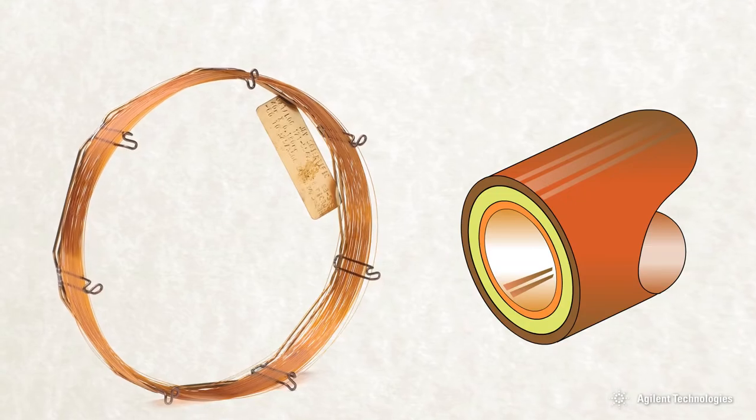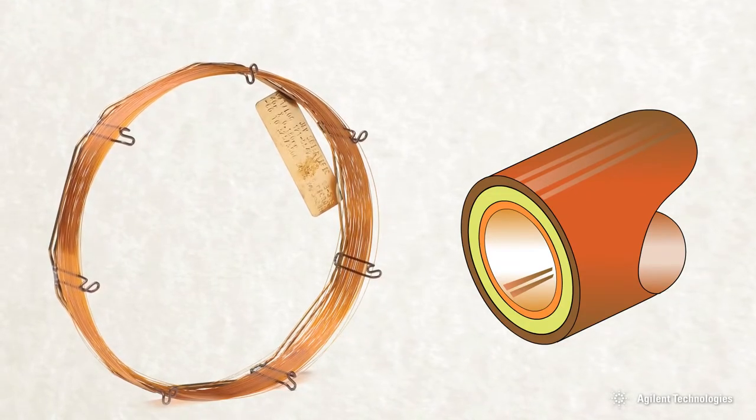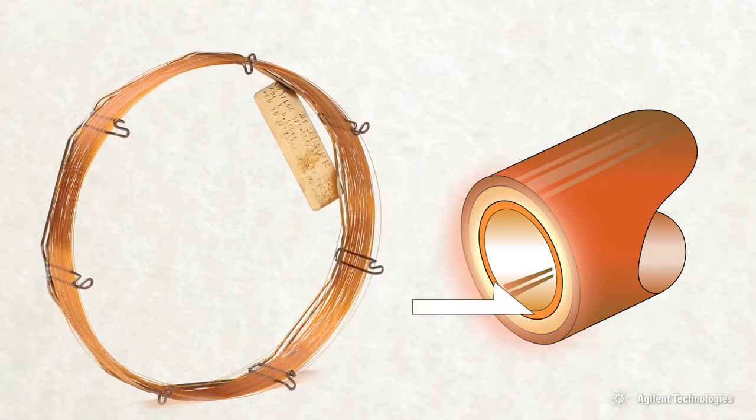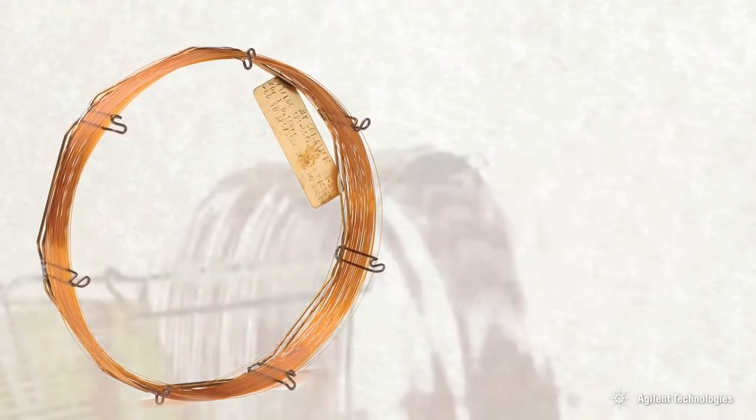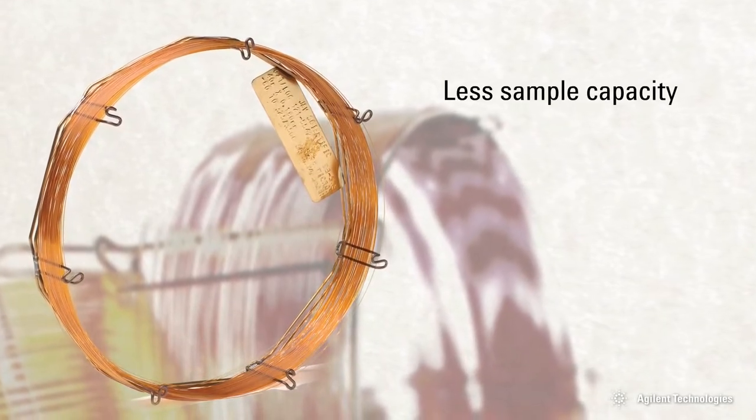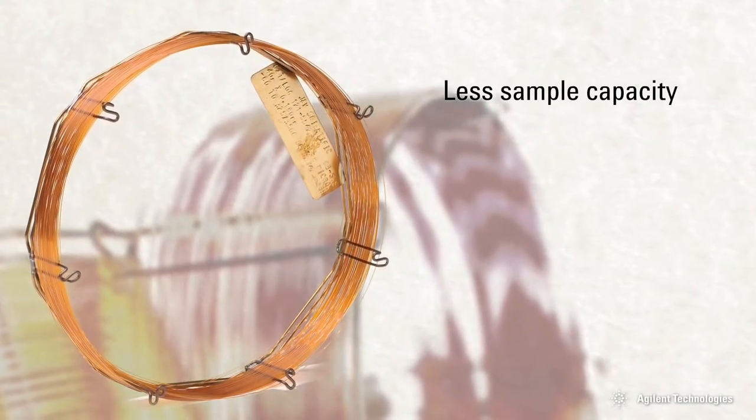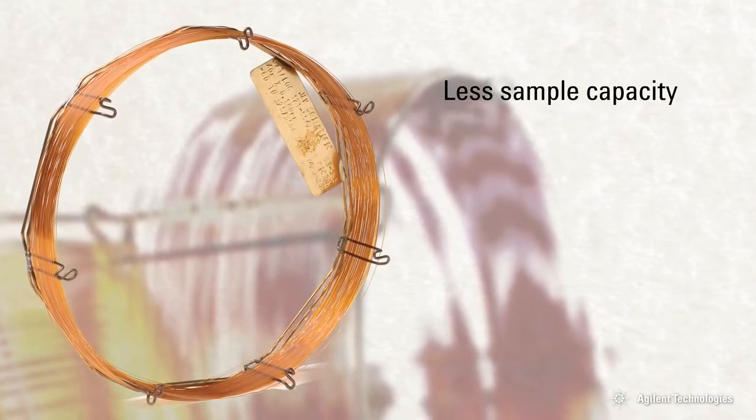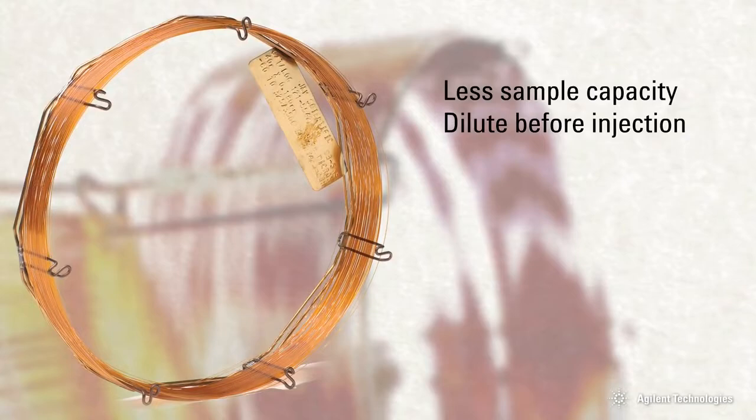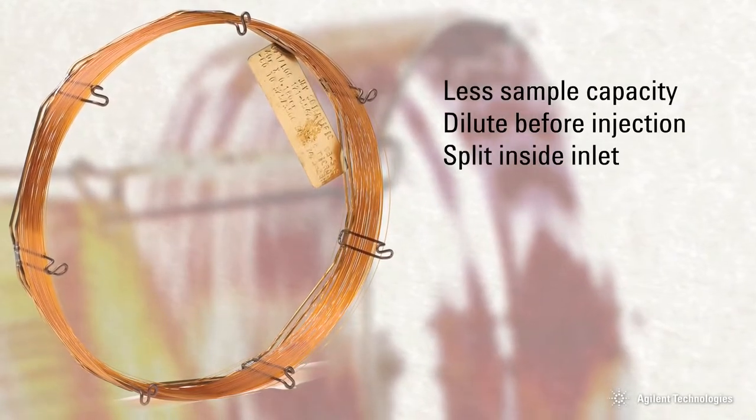Capillary columns are small diameter open tubes with a thin coating of stationary phase on the inside wall. Capillary columns have much less sample capacity than packed columns. This means that relatively concentrated samples will either have to be diluted before injection or split inside the GC inlet.